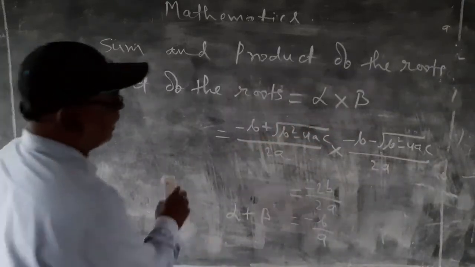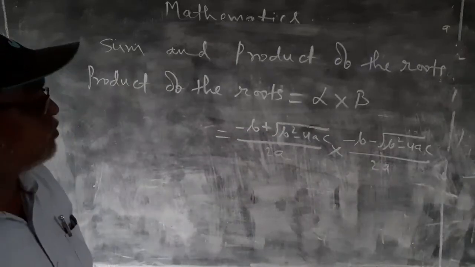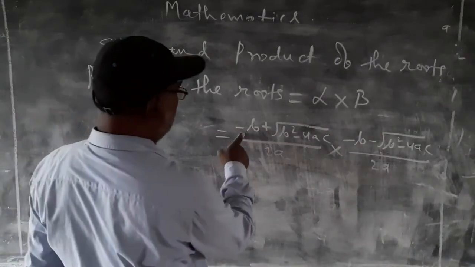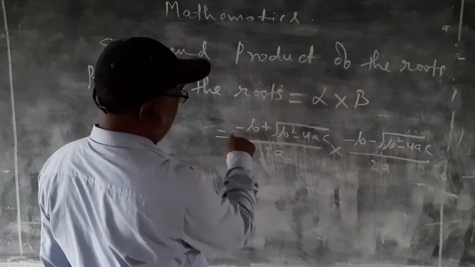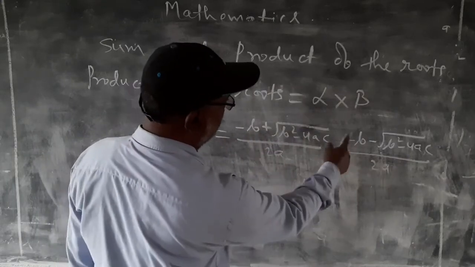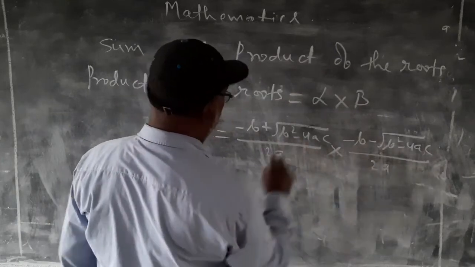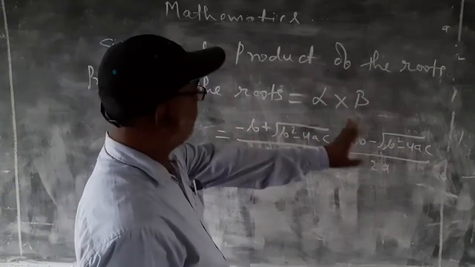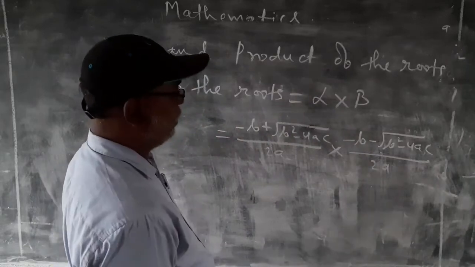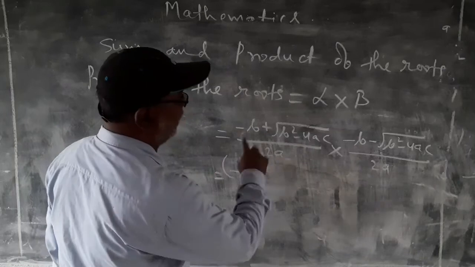You know an algebraic identity: (a plus b) into (a minus b) equals a square minus b square. Now here, suppose minus b is a, plus this one is b, and the same thing a is here, minus the same thing b. Therefore this is based on the algebraic formula (a plus b) into (a minus b) equals a square minus b square, because you are going to multiply.